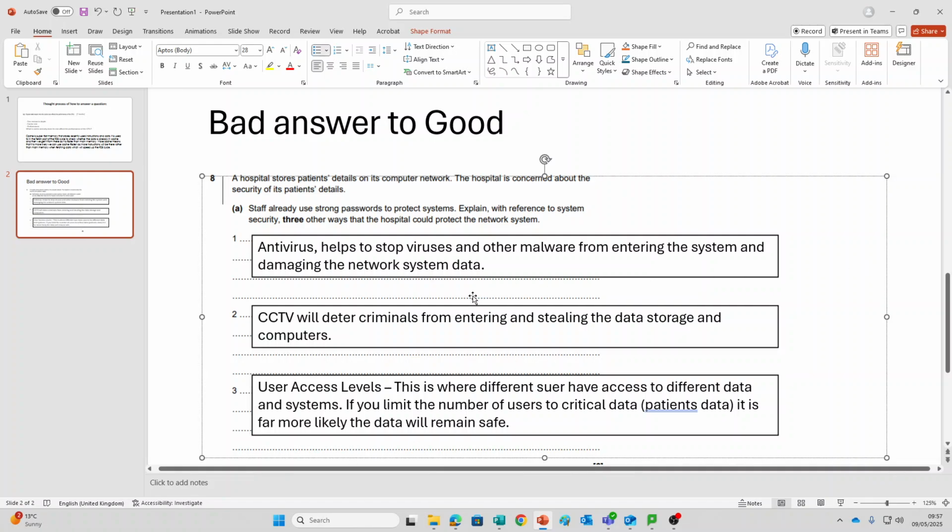I could have had education and training, which would teach people to not fall for malware, not malware, social engineering and other things. So there are quite a few that I could have put in that, but that is the good answer. You need to explain it with the system. This is 2 marks, okay, for each one, 2, 2, 2.